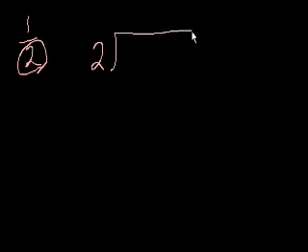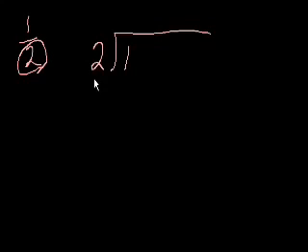So the method I'm going to show you will always work. What you do is you take the denominator and you divide it into the numerator. Let's see how that works. So the denominator is 2, and we're going to divide that into the numerator, 1. And you're probably saying, well, how do I divide 2 into 1?